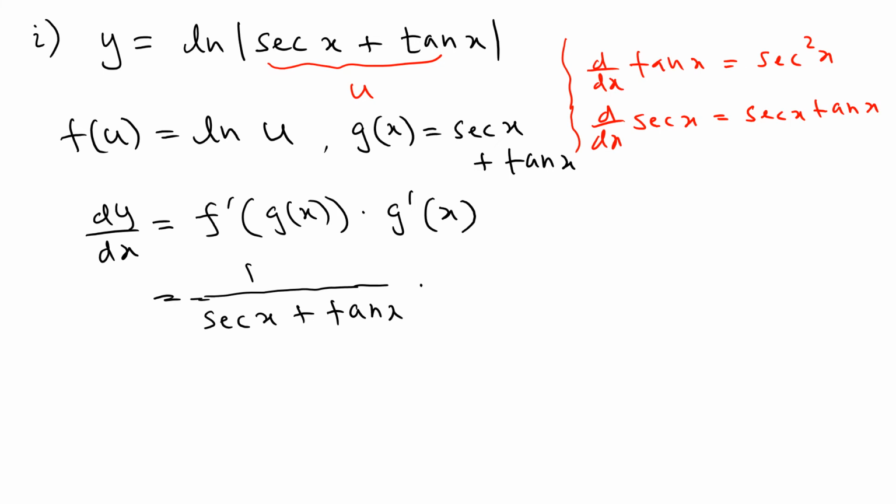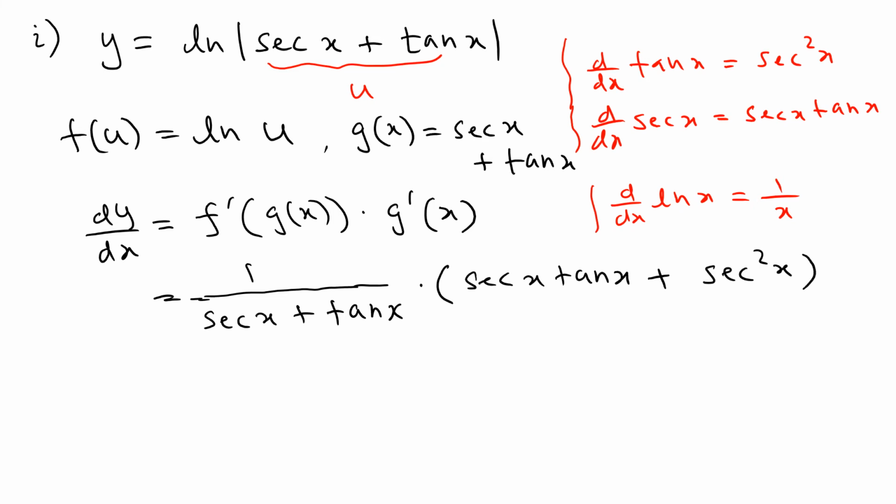We take the derivative, evaluated at the inside function. The derivative of ln is 1 over u, so d by dx of ln x is 1 over x, and in this case we write 1 over u, and then multiply by the derivative of the inside function. So the derivative of g(x) is secant x tan x plus the derivative of tan, which is secant squared x. Now we see whether we can simplify, and you notice that secant is common, so we're going to pull one of the secants out. So that means we're going to see that this is secant x.